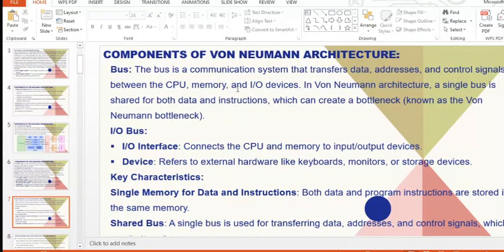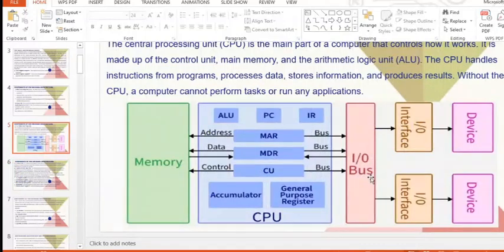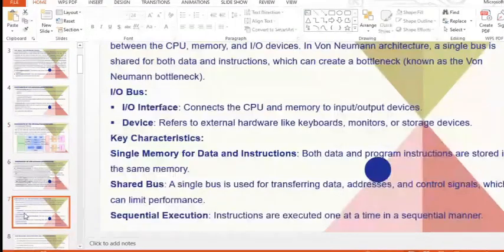Under the system bus, we have the input and output bus, which is clearly alluded to from this architecture of the CPU. What is it about? This input and output bus is what we call the input and output interface, which connects the CPU and the memory to the input and output devices. Then we have the device, which refers to the external hardware, like the keyboards.